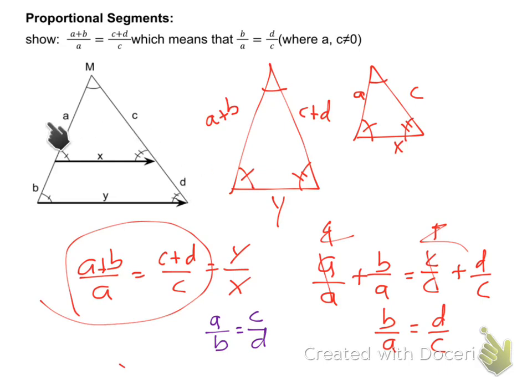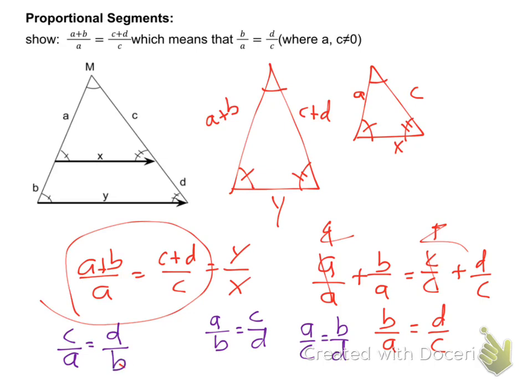What happens if I put A over C? What is that going to equal? What would that equal? B over D. There's one more. What's the last one you think? C over A is equal to D over B.